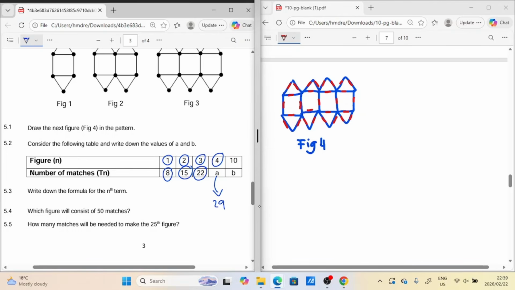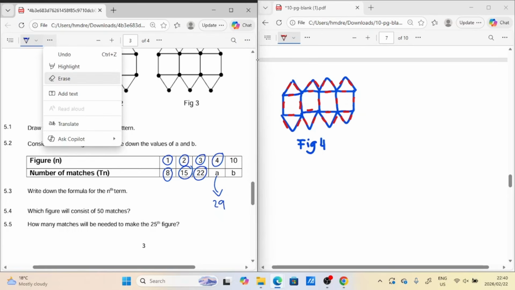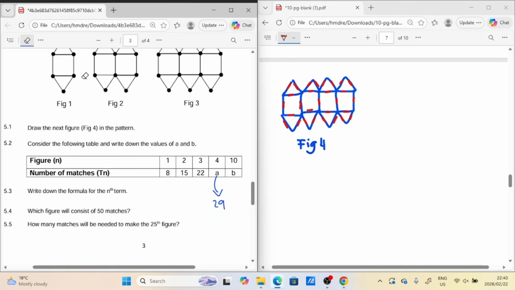And then we need to work out the number of matches if it's figure 10. What I would say is I'm going to work out 5.3 first, so we can work out a general formula, and then we know how to work out 10. How we work this out is we're just going to look at the number of matches, and see how many matches we add on each time. So 8 to 15, that is add on 7. So again, add on 7. And again, add on 7.